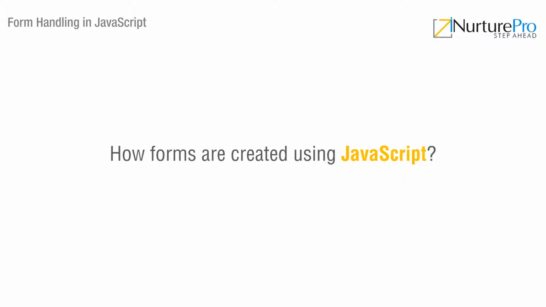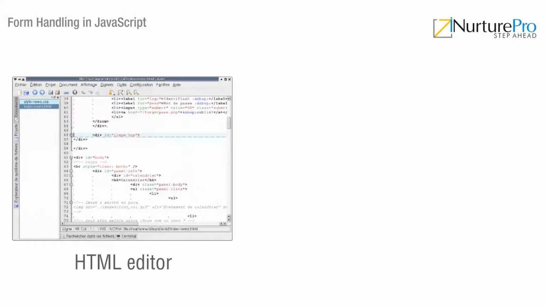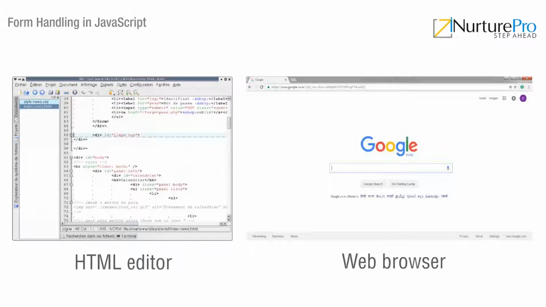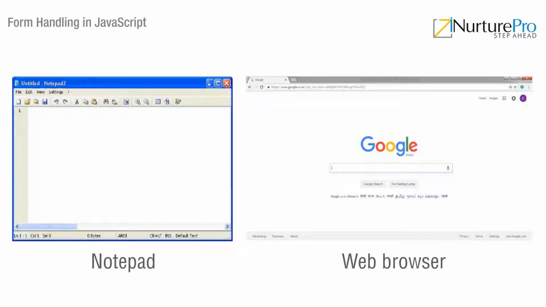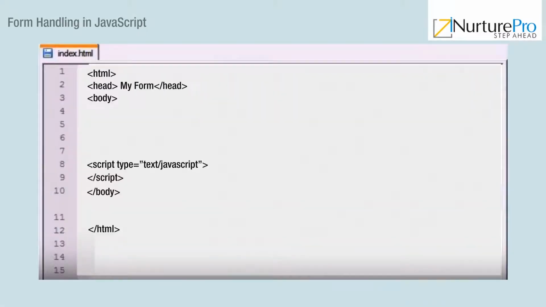In order to create a form, you just need an HTML editor and a web browser. However, if you do not have an HTML editor, you can write the code in any text editor such as Notepad and save it as an HTML document. Once you have the software in place, you can write the code in HTML or text editor. Consider that you want to create a form which includes username and password.